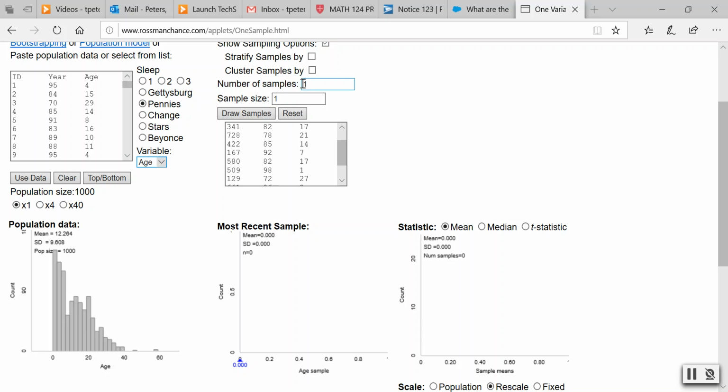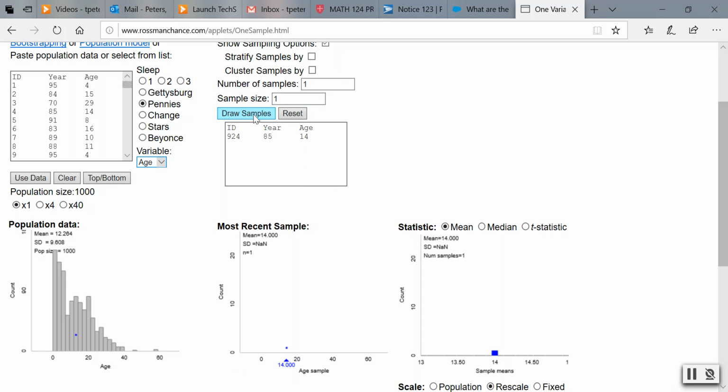I'm just going to do a sample of size 1 initially. I'll click Draw Samples. And we get the 1 penny selected is 14 years old. So that will be the mean of our sample. Because it's a sample of size 1, the mean age is just the age of the penny itself. So we'll do this a number of times. Let's do it 499 more times for a total of 500 samples. And you can see the most recent sample, the penny was 15 years old.